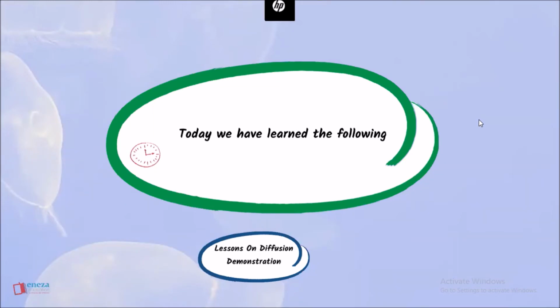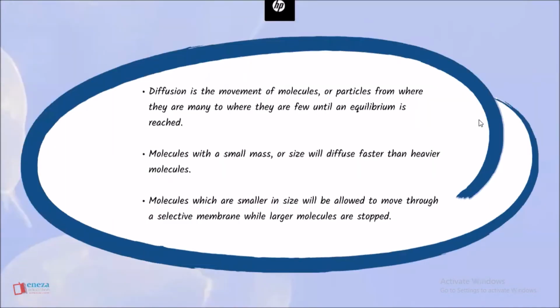Today we have learned the following. Lessons on diffusion demonstration. Diffusion is the movement of molecules or particles from where they are many to where they are few until an equilibrium is reached. So we have seen that diffusion is a movement, yes, and what is moving is the molecules or particles from where they are many, that is where they are most concentrated, to where they are few until an equilibrium is reached.